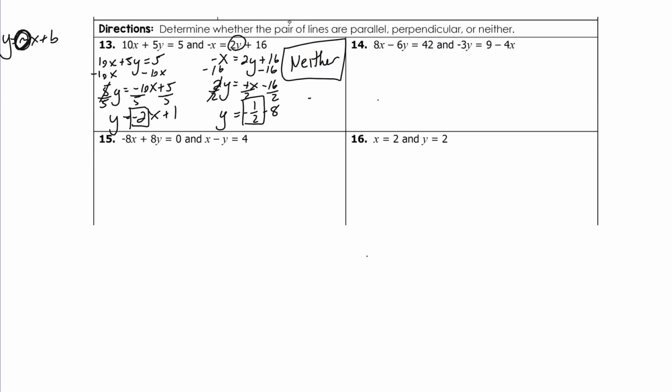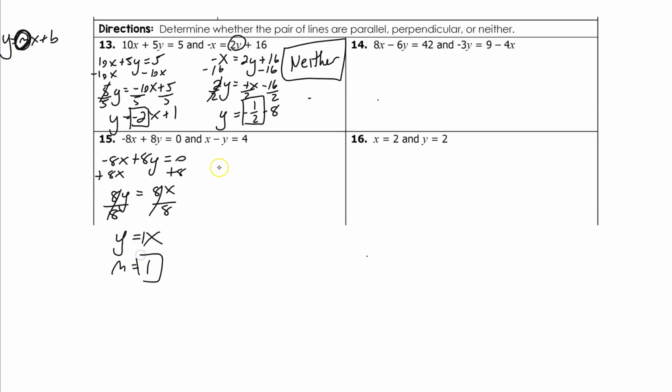Let's go ahead and look at 15. Same deal, negative 8x plus 8y equals 0. We have to get y by itself, so I'm going to add 8x to both sides. 8y equals 8x. Right? See how that's 0, so that just goes away? Now I have to divide by 8. When I divide by 8, that gives me y equals x, because there's a coefficient of 1. So that means there's a 1 here, right? So the slope in this case is just 1.